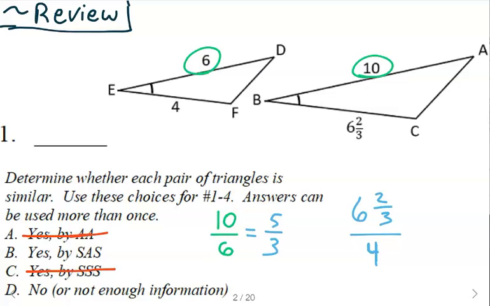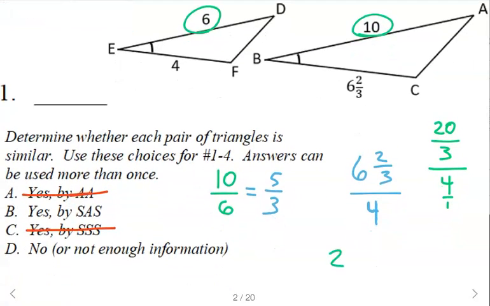Another way would be to change this to an improper fraction. 6 times 3 is 18, plus the 2, 20. So 20 over 3 divided by 4. 4 is a fraction, 4 over 1. To divide fractions, you multiply by the reciprocal. So you can do 20/3 times 1/4. And so you get 20 over 12. Divide them both by 4. And guess what you get? 5/3.